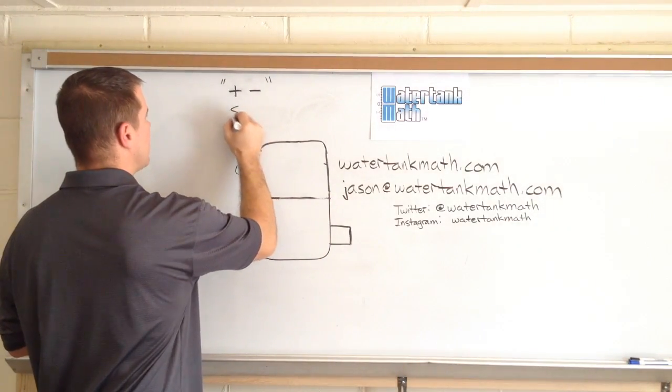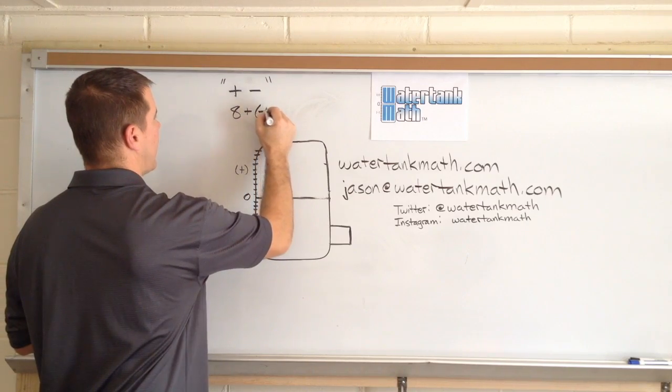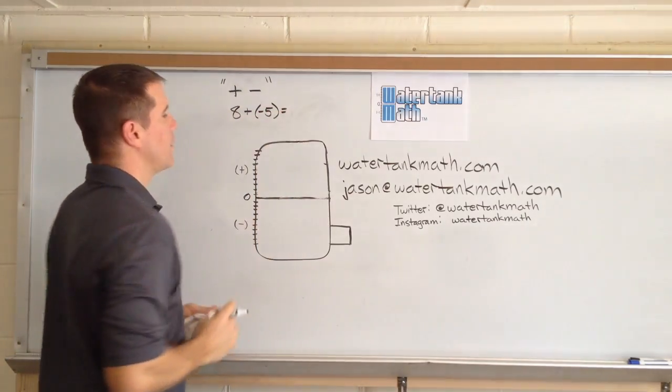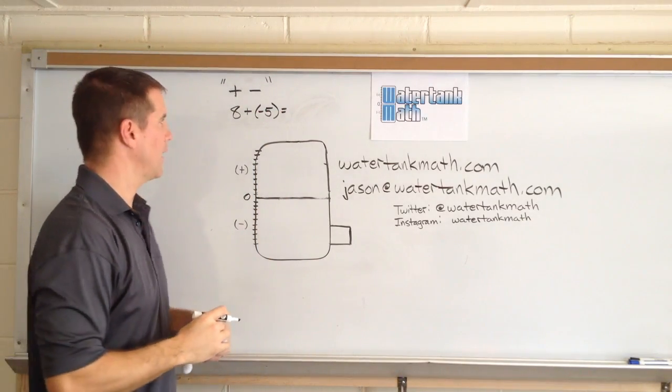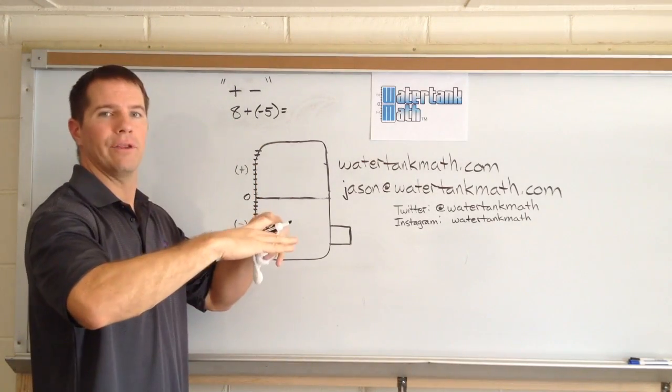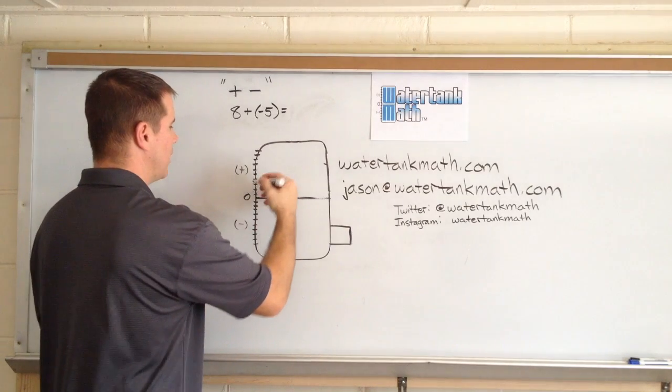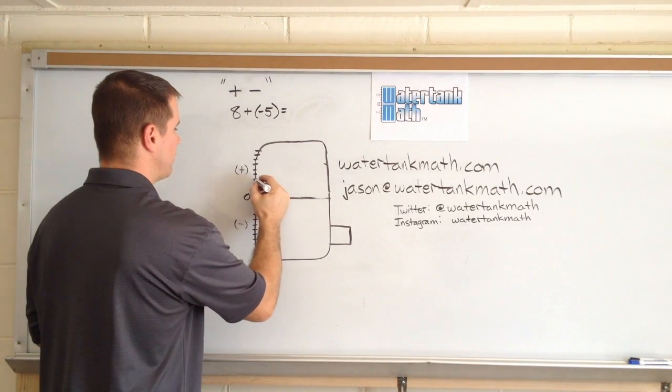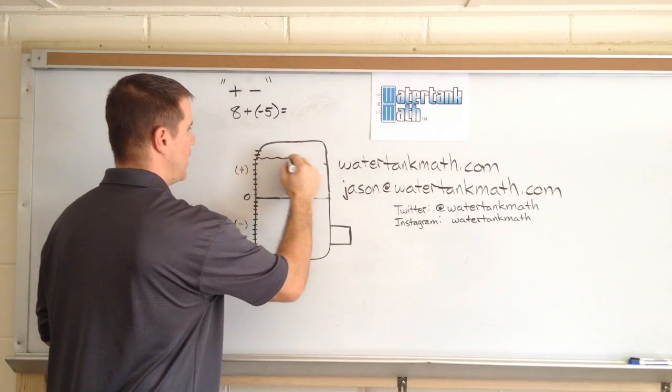Let's do 8 plus a negative 5. So how can I understand this? Well, I know that, oh, wait a minute, 8 units. So the water level is higher than normal in the toilet. So it's going to be above the 0 line, 8 units. 1, 2, 3, 4, 5, 6, 7, and 8.